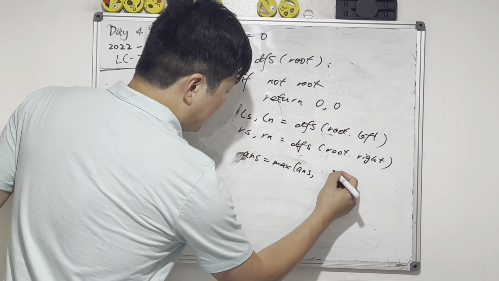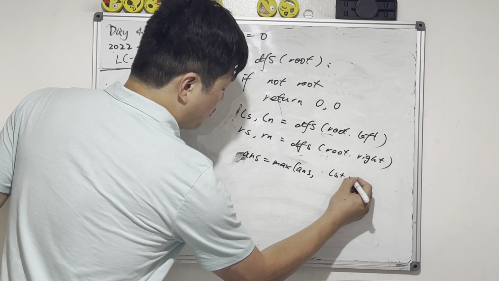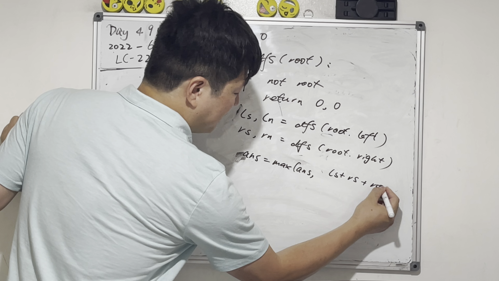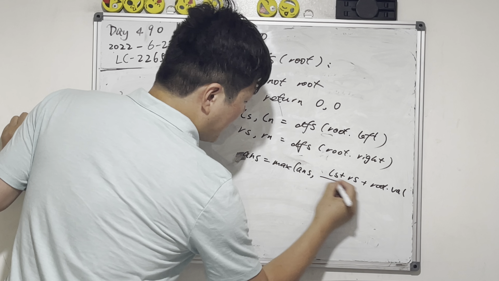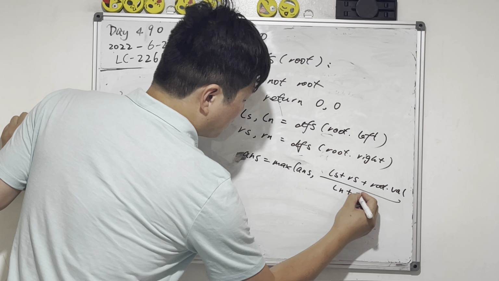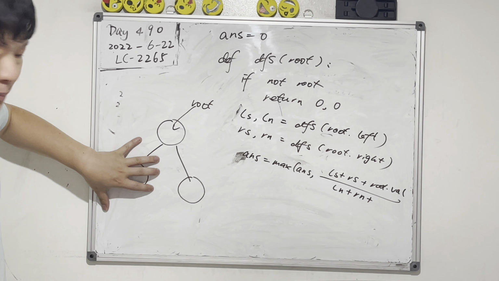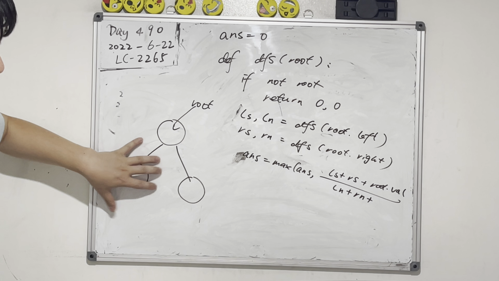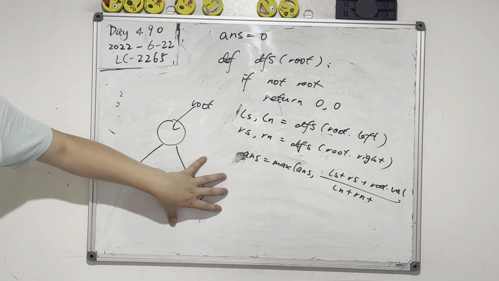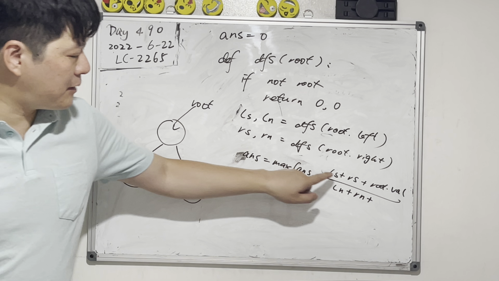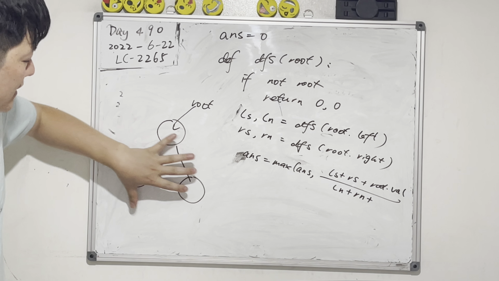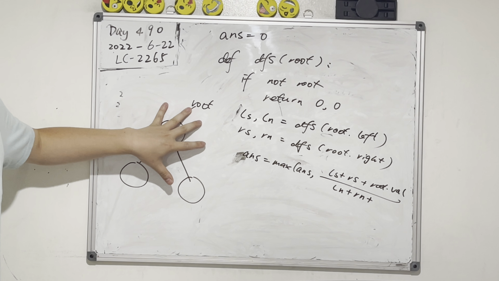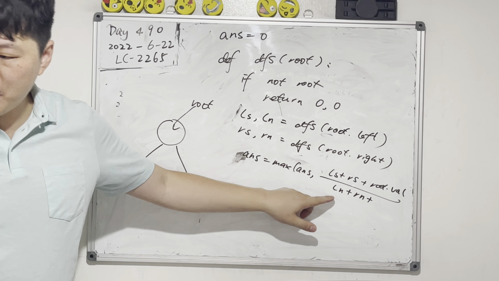So the average will be the left sum plus right sum plus root value, right? And divided by left node plus right node plus. So this bit, the sum of the left tree is LS. The sum of the right tree is RS. And LS plus RS plus root value is the sum of this entire tree. Okay? And then the number of nodes.